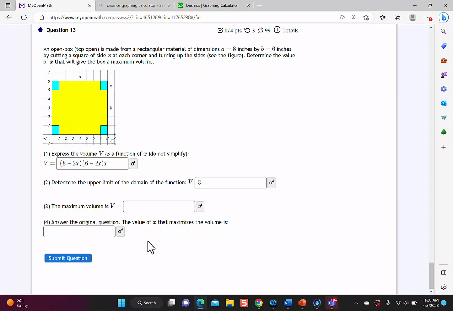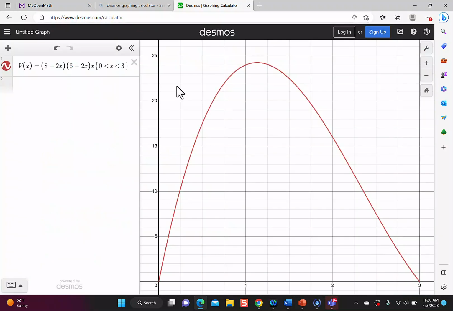The next part says find the maximum volume, and then part 4 says what's the value of X. So this is where Desmos is really going to help you. When I go over here, all I'm going to do is click. So when I click, it shows me this highest value. Now let's talk about interpretation. X is the first coordinate, so that 1.131, that's the value of X. That's what I'm cutting out from each corner. Then the 24.258, that is the volume. So the maximum volume will be 24.258 when I have a value of 1.131 for X.